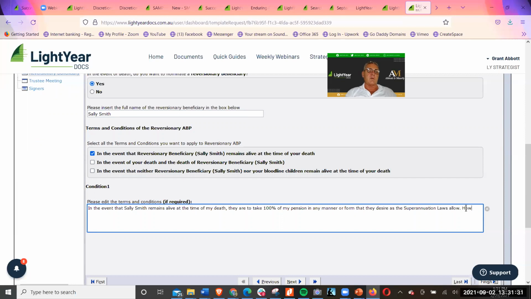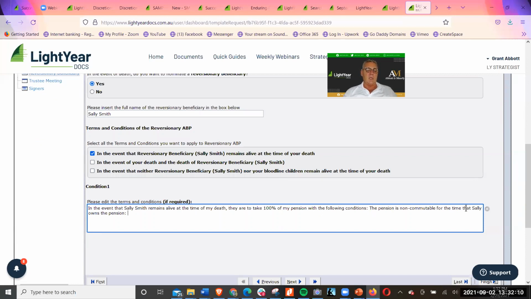in the event that Sally Smith survives my death, they have to take 100% of my pension with the following conditions. So you can copy exactly this. So the first thing is the pension is non-commutable. So that's okay for the time that Sally owns the pension. So that's the first one.